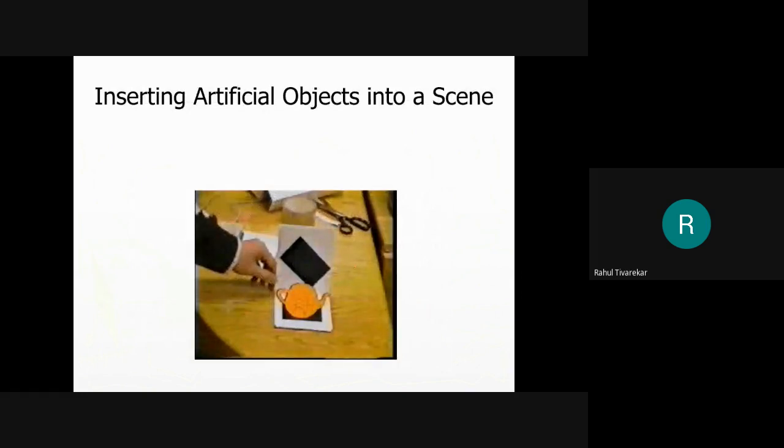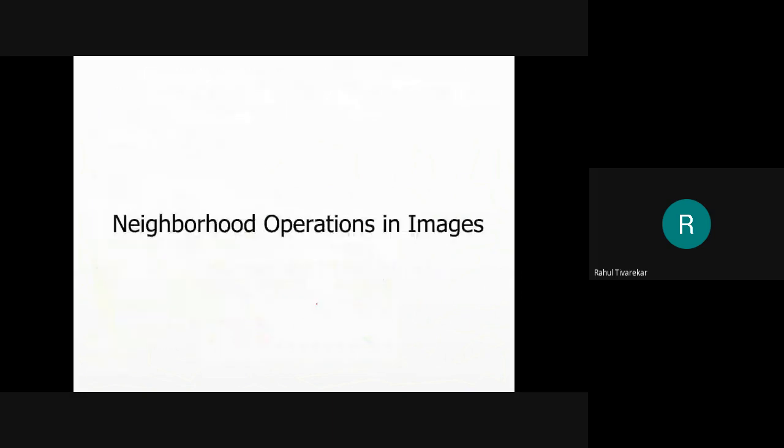Here you can see that the background is the actual image, or the actual physical things which are there on the table. But the coffee mug or the coffee kettle that is shown here is an artificial object which is introduced in the scene. So it's not an actual object which is available, but it is introduced by using digital image processing, and this is an artificial object. So next we will see something called neighborhood operations in images.